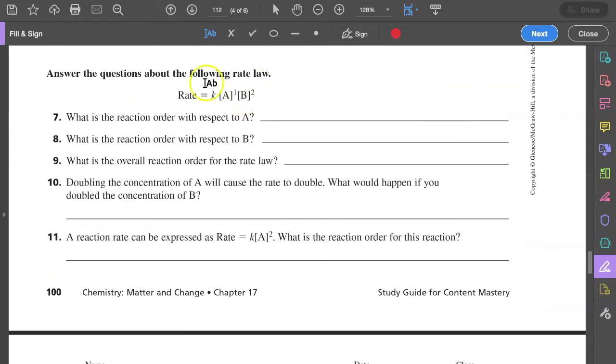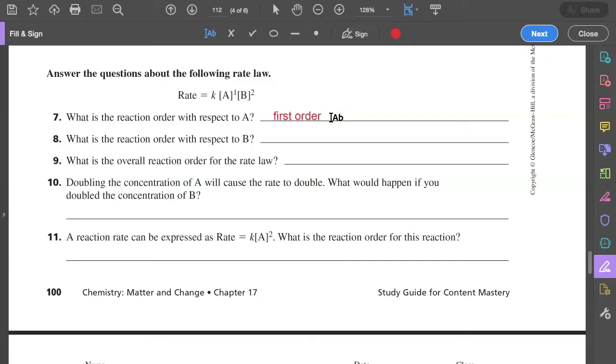The next section is about this particular rate law right here. Number 7, what is the reaction order with respect to A? Since A has an exponent of 1, that means that A is first order. So, if we made a change to A, we would see that same type of change in the reaction rate. For example, if we doubled the concentration of A, we would see a doubling of the rate of reaction also.